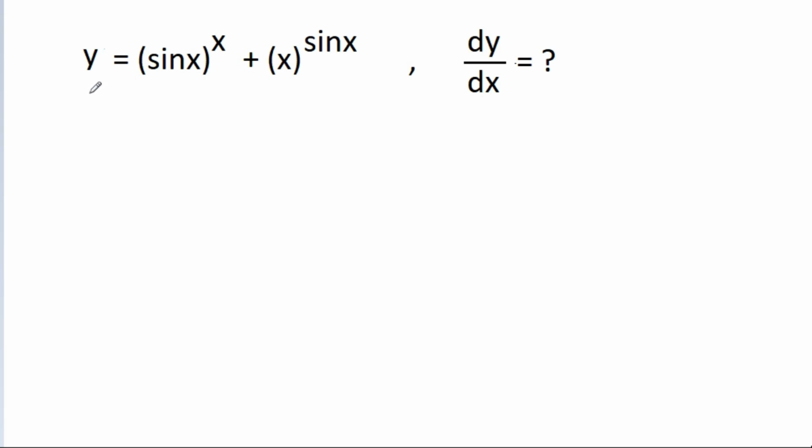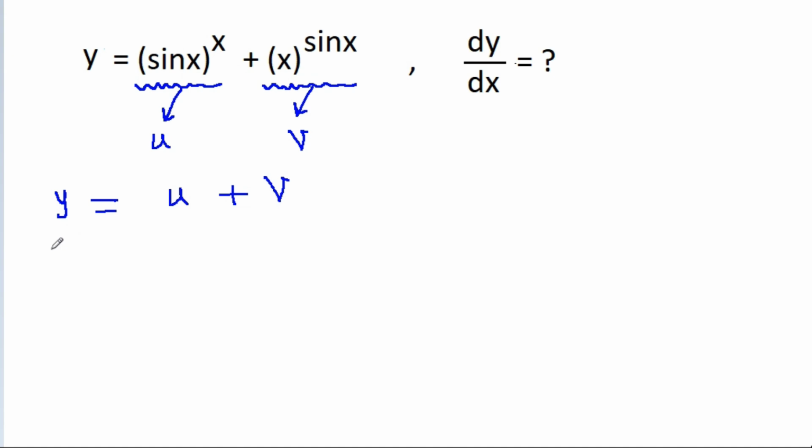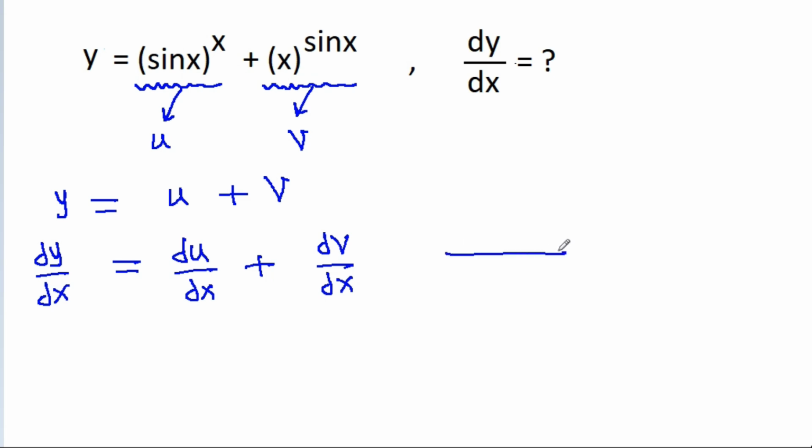In this video, we are given that y is equal to (sin x)^x plus x^(sin x), and we have to find the value of dy by dx. Suppose (sin x)^x is equal to u and x^(sin x) is equal to v. So we have y is equal to u plus v, and we get dy by dx is equal to du by dx plus dv by dx. Suppose this is equation 1.